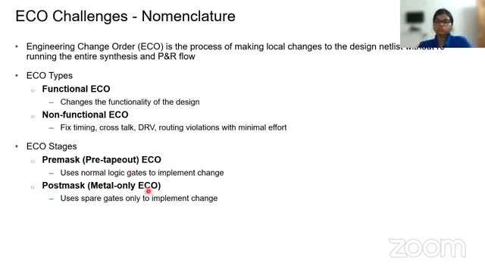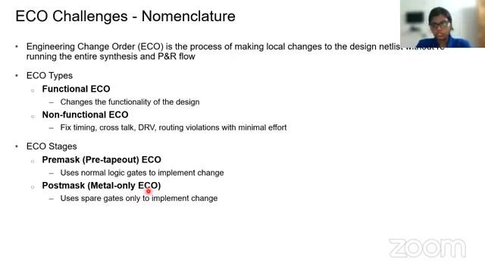Now, for understanding post-mask ECO, we'll need to understand what post-mask design is. If you have had any fabrication courses, you might recall there was one step called masking. In masking, we would take our die, place a mask on top of it, and then bombard it with UV rays. A pattern gets formed on the die. That pattern is basically my logic, right? So now that logic is on my die.